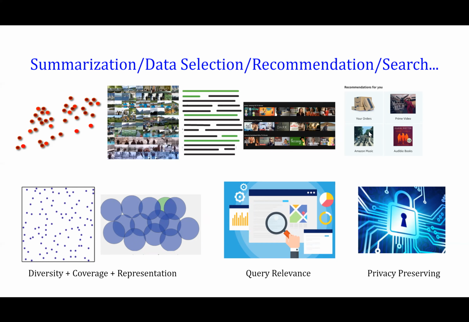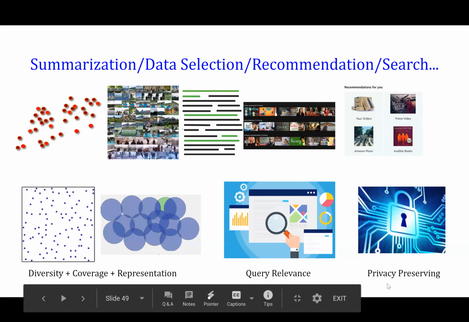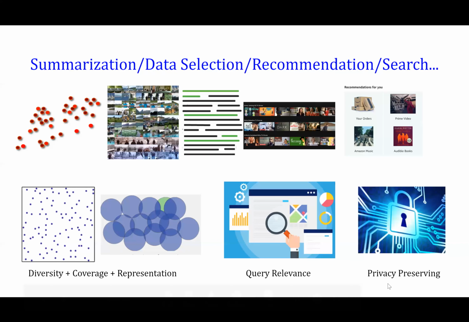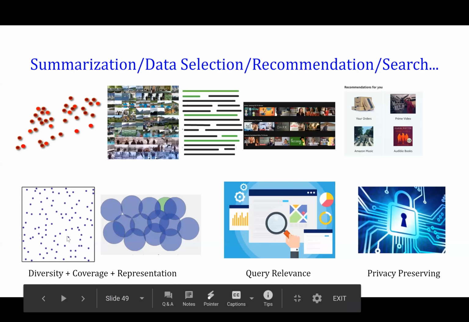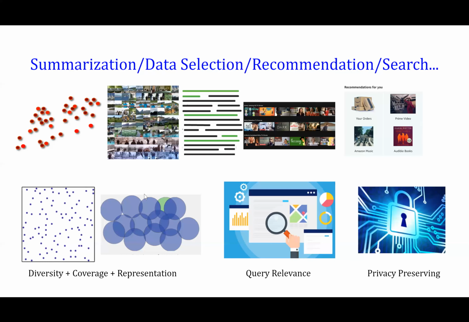At Amazon.com, right? So basically, all of these are summarization, data selection, or recommendation applications. What is common in all of these is that they require some notion of diversity or coverage or representation, right? So you would need some notion of a submodular function for many of these applications, because you don't want to show the same redundant set of items to users. You want some kind of diversity, right?